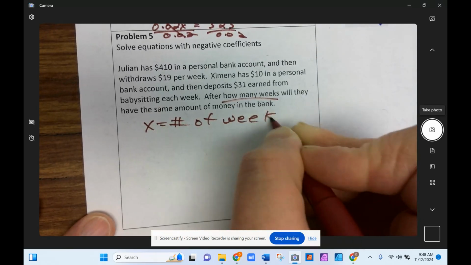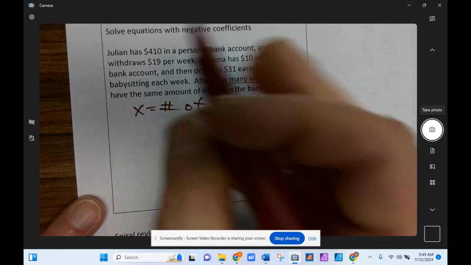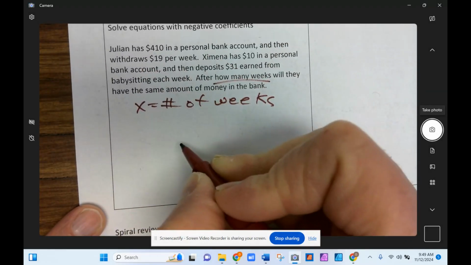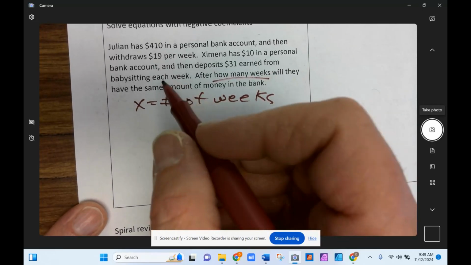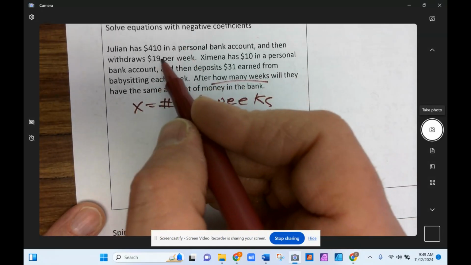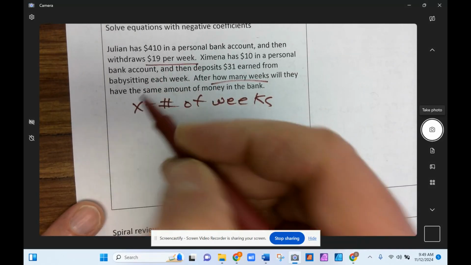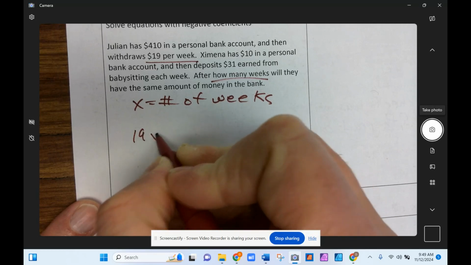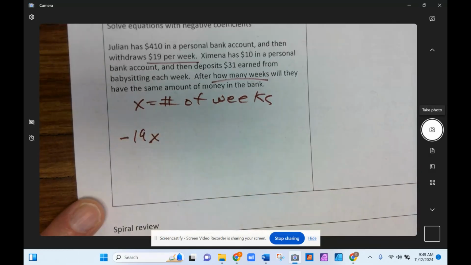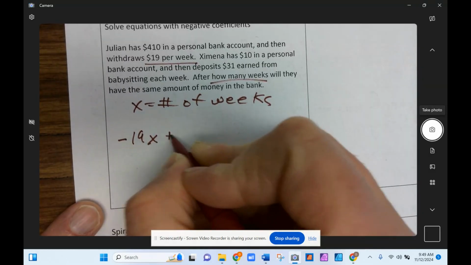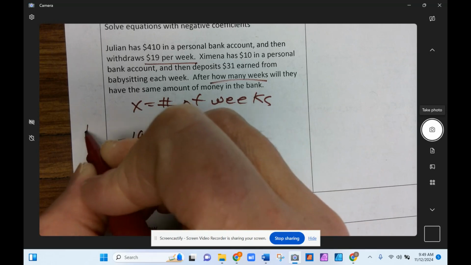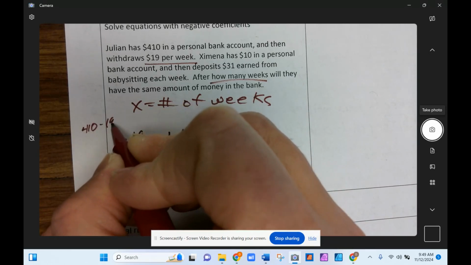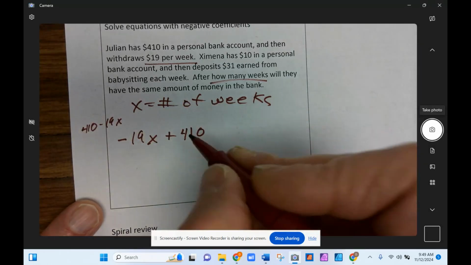You can call it W or whatever, it really doesn't matter. So Julian starts with 410, and he's withdrawing, which means he's taking that out. So it's 19 per week. That per week matches with that X, right? So it's 19X. But since he's withdrawing, he's taking it out, and he starts with that 410. You could also write this as 410 minus 19X. Kind of really either way.